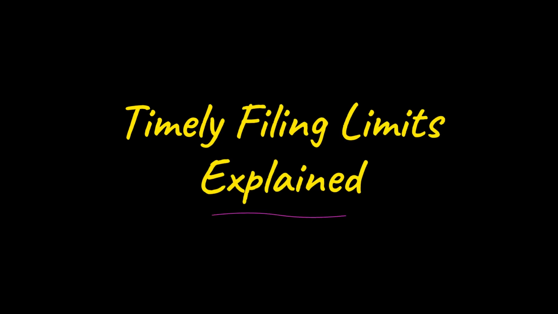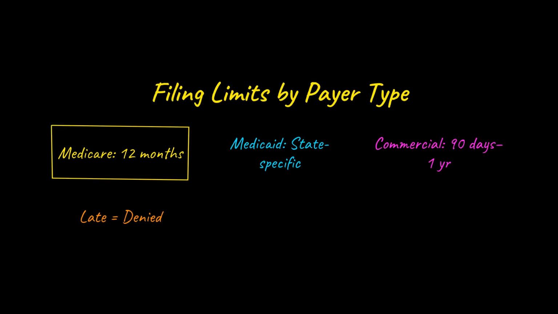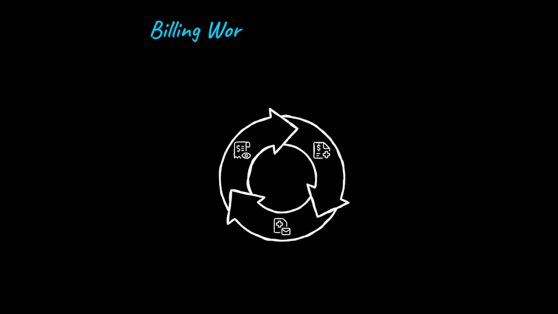Timely filing limits are payer-imposed deadlines for submitting claims after the date of service. Missing these deadlines almost always means the revenue is permanently lost, even when the service was covered and properly provided. Medicare has a firm 12-month limit from the date of service. Medicaid limits vary by state, typically 90 days to 1 year. Commercial payers set their own contract-specific limits, also often in that same range. Claims arriving after any of these cutoffs are denied for timely filing with very limited appeal options.